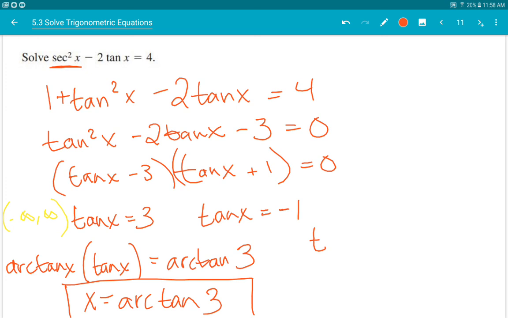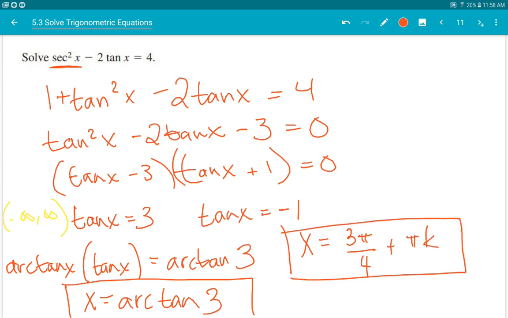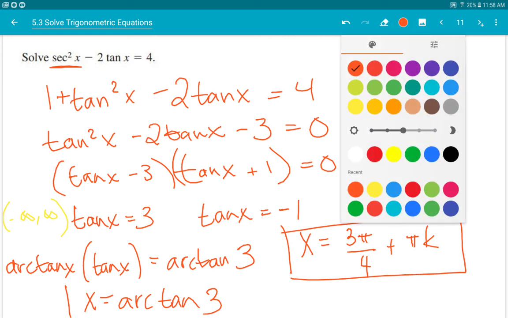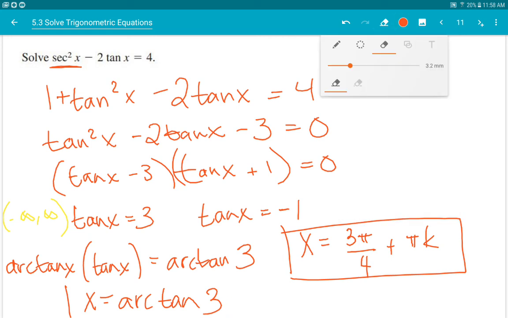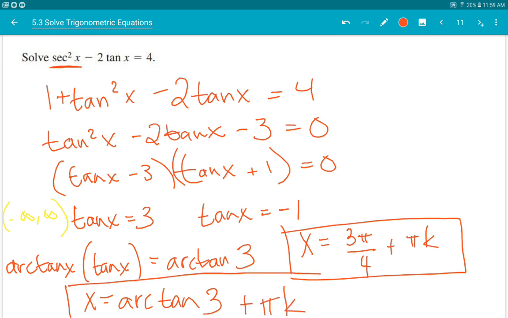So the tangent of x is equal to -1. That's going to happen at x equals 3 pi over 4. Okay, and then again, it's 3 pi over 4 plus the period, so that's going to be pi k. All right, and then the same thing here, which I forgot to include. You're going to add the period. Plus pi k. All right, and there you go.